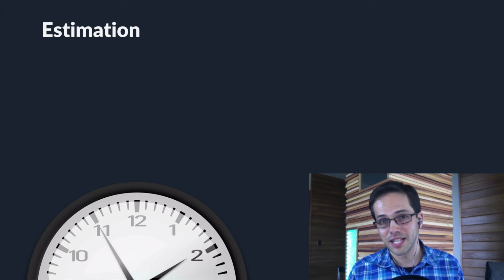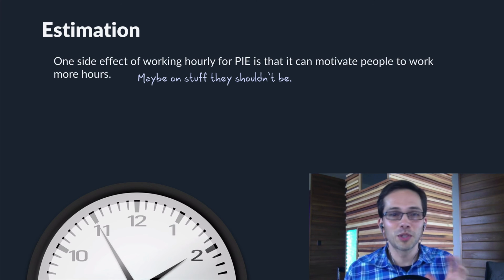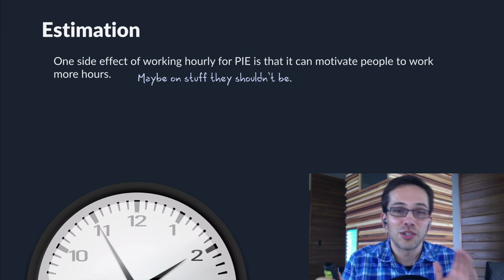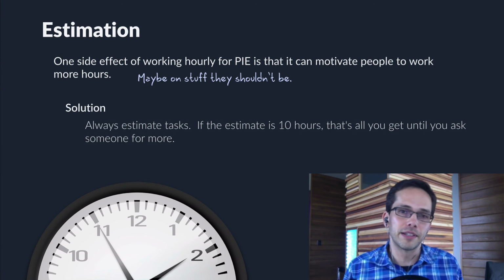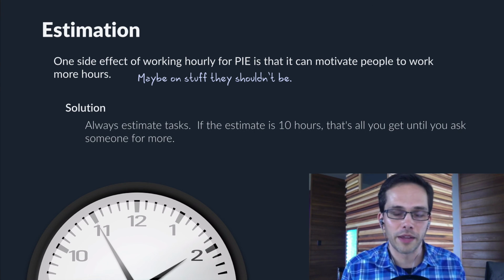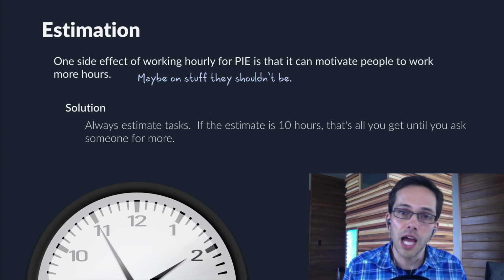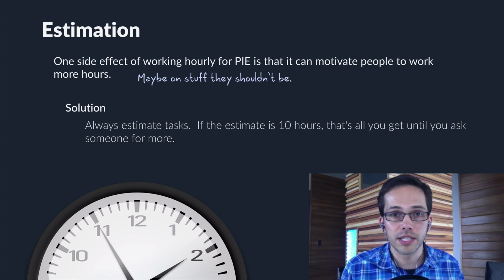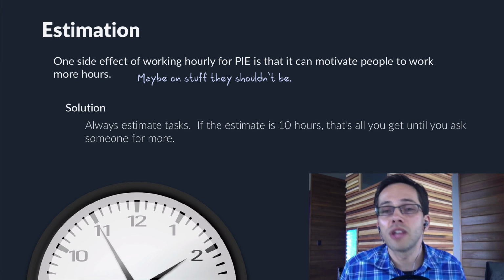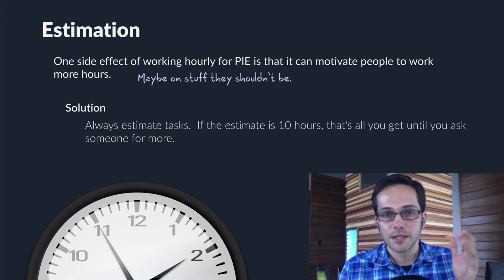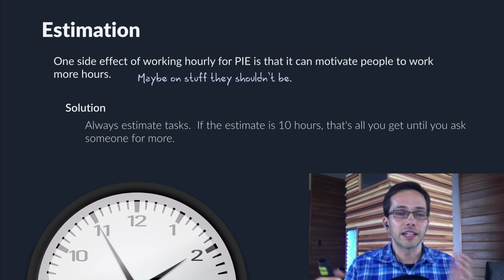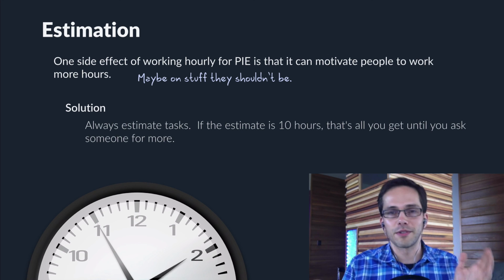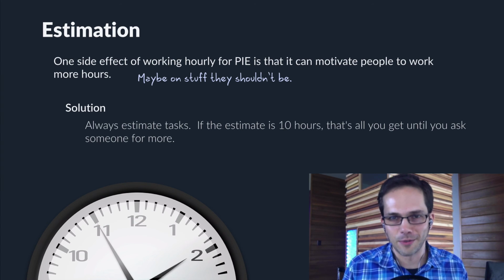Next up, an unfortunate side effect of earning pie with hours is that it can motivate people to work more hours and maybe on stuff that they shouldn't be working on. So a good way to combat that is to get in the habit of always estimating tasks with other people that you work with. So if they estimate 10 hours to get something done, they should feel like they have 10 hours. And if they need more time than that, maybe they just need to check with you or revise the estimate somewhere online, so that somebody's being accountable for the hours and that somebody's not working on something for tens or hundreds of hours at a time that you don't think is worth it.